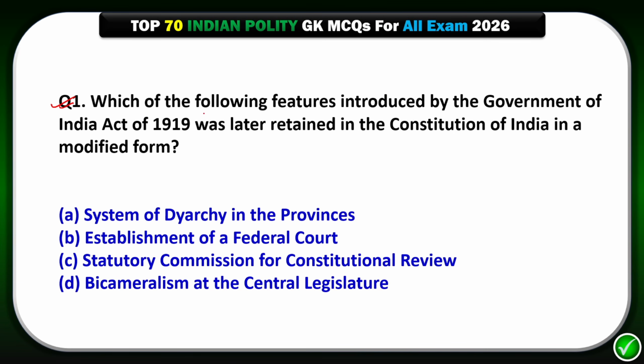So the question number 1, which of the following features introduced by the Government of India Act of 1919 was later retained in the Constitution of India in a modified form? Option number D is the right answer. Bicameralism at the Central Legislature.